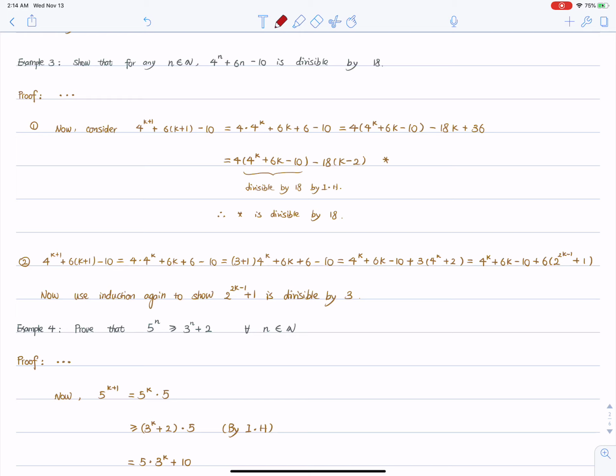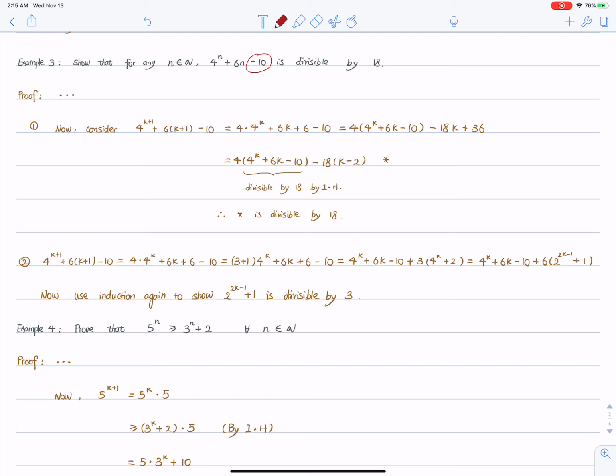Now, if we look at this question, we need to show this whole thing is divisible by 18. Notice that we can manipulate it, so open it up. This becomes 4 times 4 to the k plus 6k plus 6 minus 10. Again, do not add those two up for now, because we have minus 10 here, so you want to leave it there. Anyway, this is a technique we use a lot of times. It's when you add something and subtract something, okay?